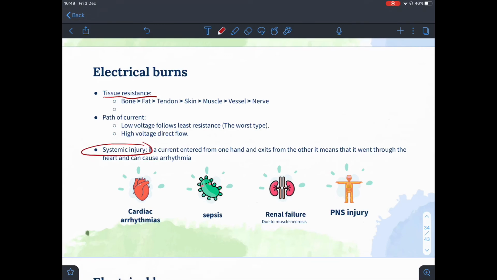So the current may enter from, for example, one hand and exit from the other hand, passing through the heart on the way, which will cause an arrhythmia. Okay, so systemic injuries could be arrhythmia. Cardiac arrhythmias, sepsis, renal failure due to muscle necrosis, myoglobin, and elevated creatinine, peripheral nervous system injury.